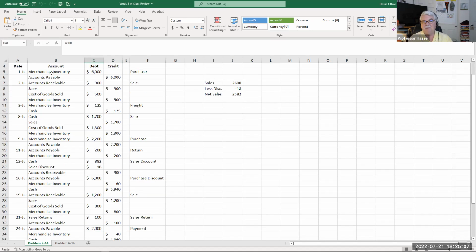This problem is a perfect example of retail accounting and the various transactions: the purchase of the product for inventory, the sale of the product from inventory, freight charges, the returning of merchandise for credit, sales discounts, purchase discounts, all types of entries, all the entries you need to know for retail accounting. And there they are right there.